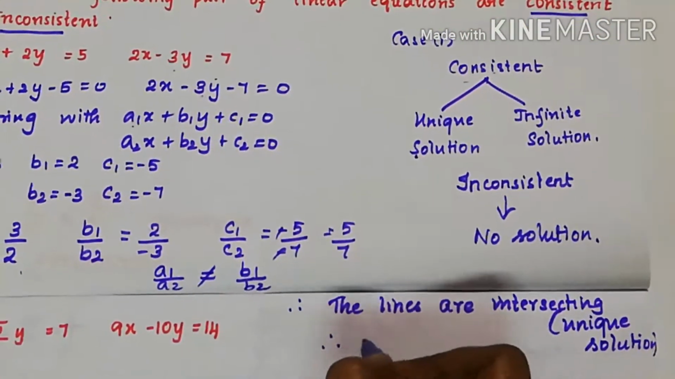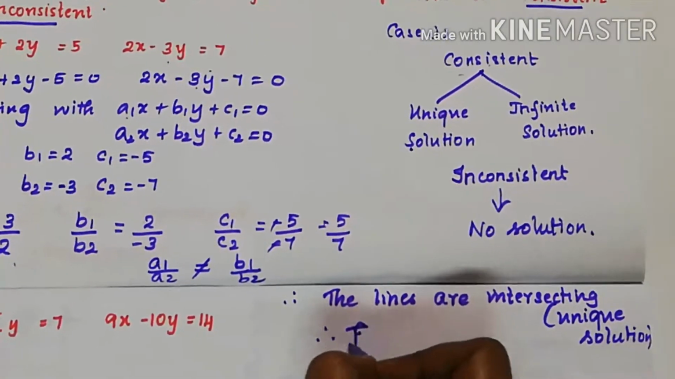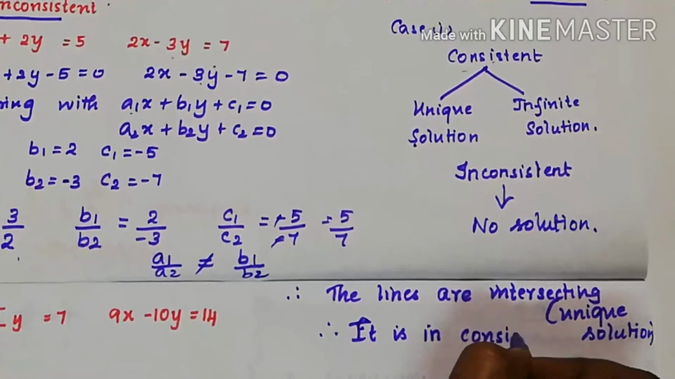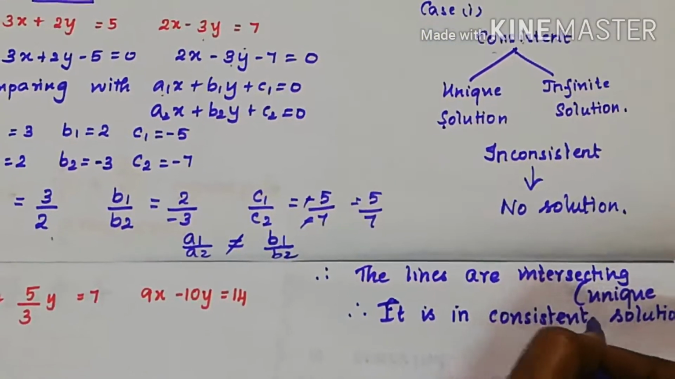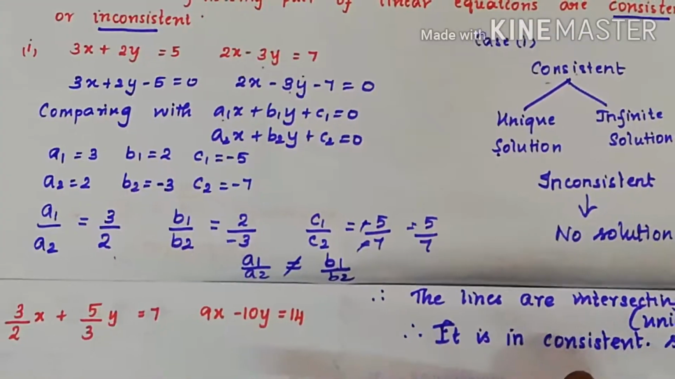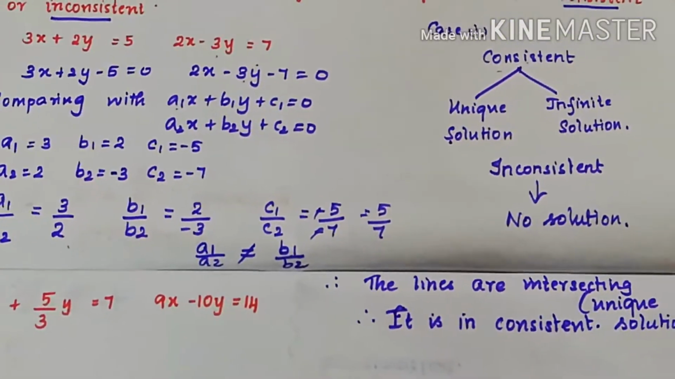So therefore the given equation is consistent. This is how you have to conclude whether it is consistent or inconsistent.